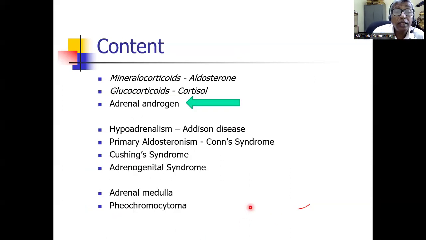Then we'll move to the adrenal androgen. Other adrenal cortical hormone. We discussed aldosterone, mineralocorticoid, glucocorticoid, and adrenal androgen. That is a hormone which is not that important.